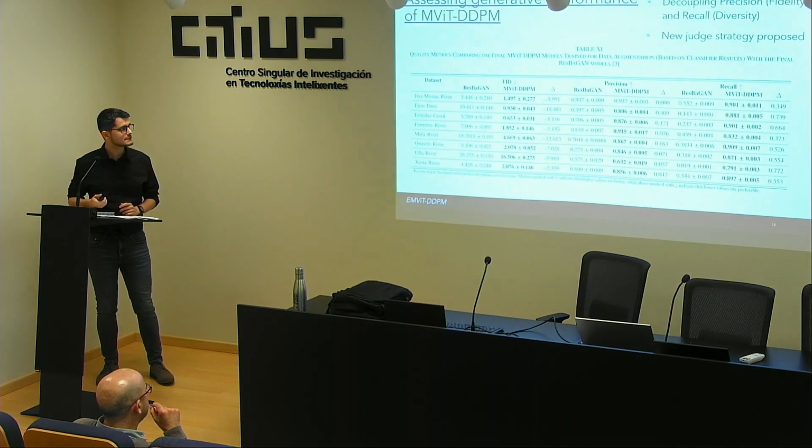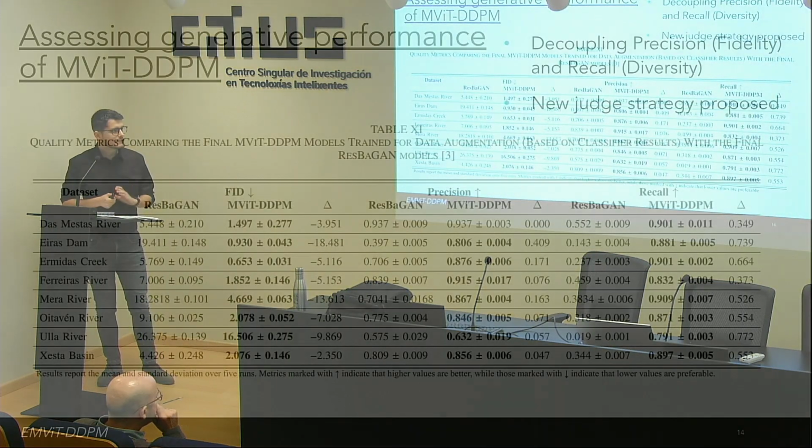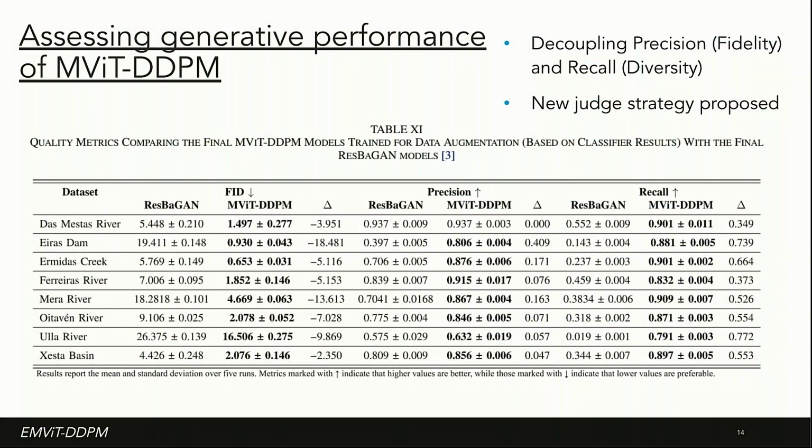With all this, we have the following results. The key element is that we are comparing GAN versus diffusion model, and even though the diffusion model performs better in all the metrics, the big improvement in terms of performance is in the recall, in the diversity of the generated data.